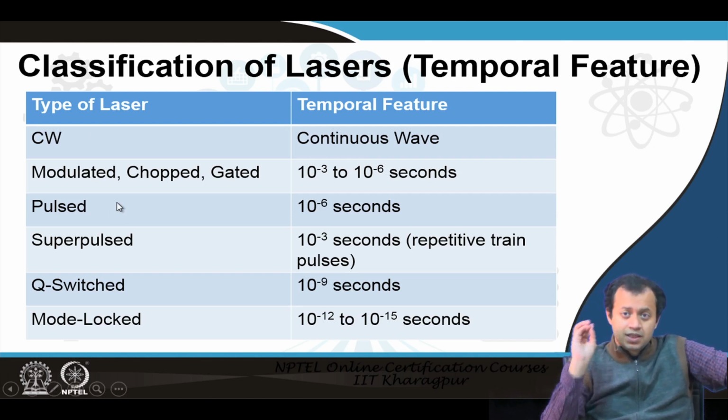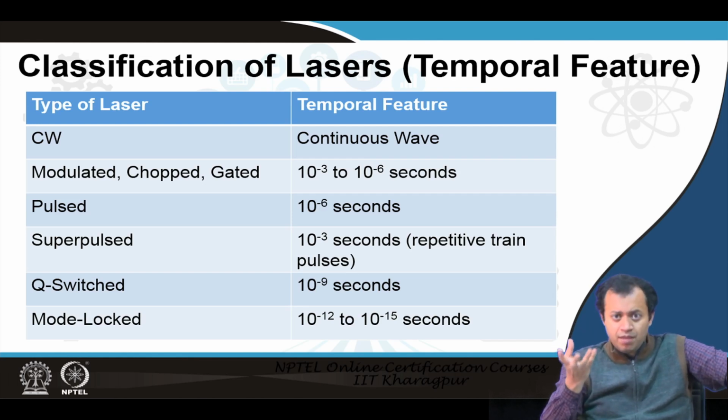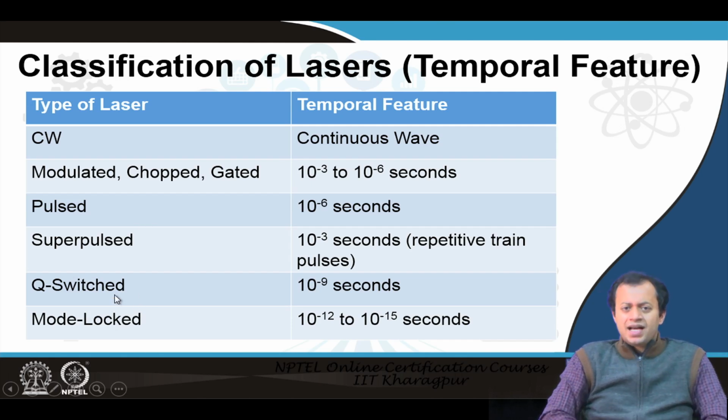Pulsed lasers, on the other hand, simply send pulses, because the energy level is pulsed, not the energy level, beg your pardon, I misspoke. The pump is pulsed, the pump itself is pulsed. It can be optically given. Q switched and mode locked are a little bit higher level.